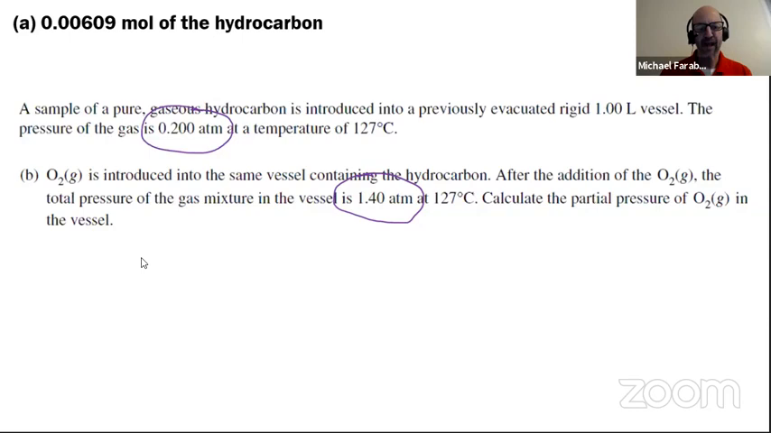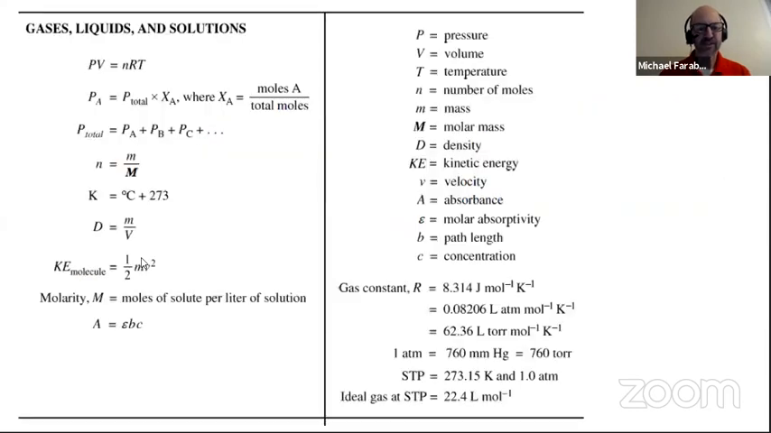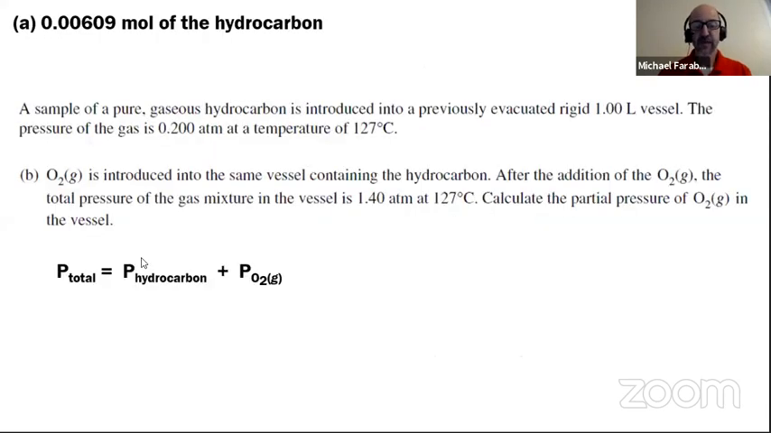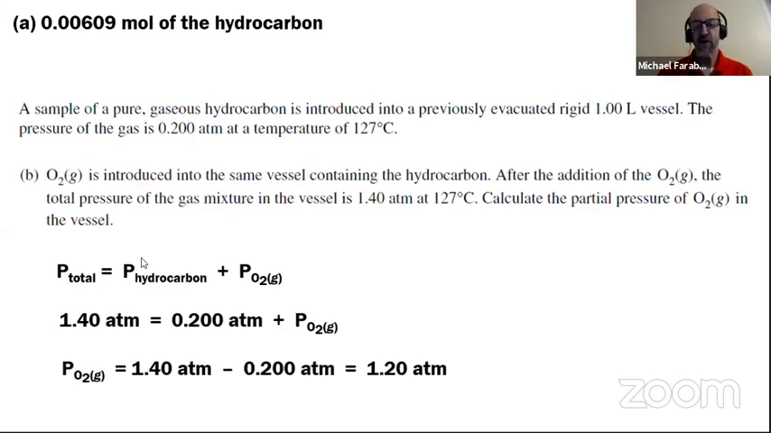Now, this is a very easy question in terms of math, in terms of concept, but I'll go ahead and point you back to the AP equation sheet, and you can see that the total pressure of a gas mixture is simply the sum of the partial pressures of individual gases in that mixture. So we have 2 gases in this mixture, the hydrocarbon and the oxygen, and the total pressure is 1.4. The pressure of just the hydrocarbon alone is 0.2, so the difference is 1.2 atmospheres. So we have now answered part B.